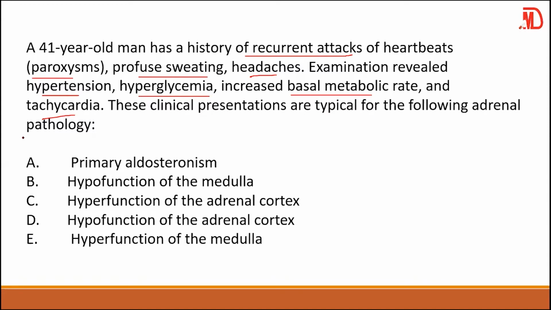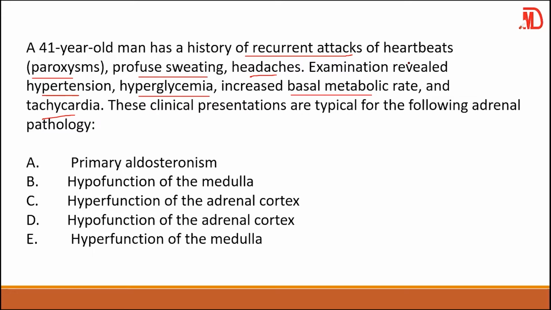So what are you looking at? We are having recurrent heart attacks. Now, over here, we are looking at a problem with catecholamines, because they normally lead to arrhythmias. It can also lead to hyperglycemia, hypertension, and all of those things combined. So we are looking at the problem with catecholamines.